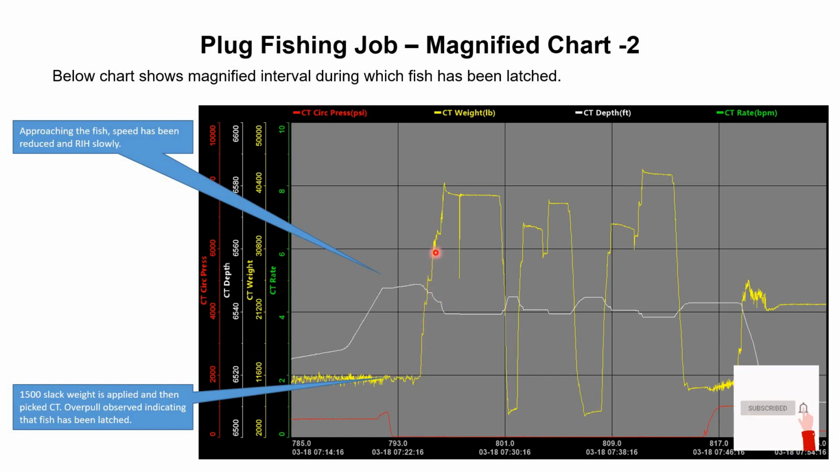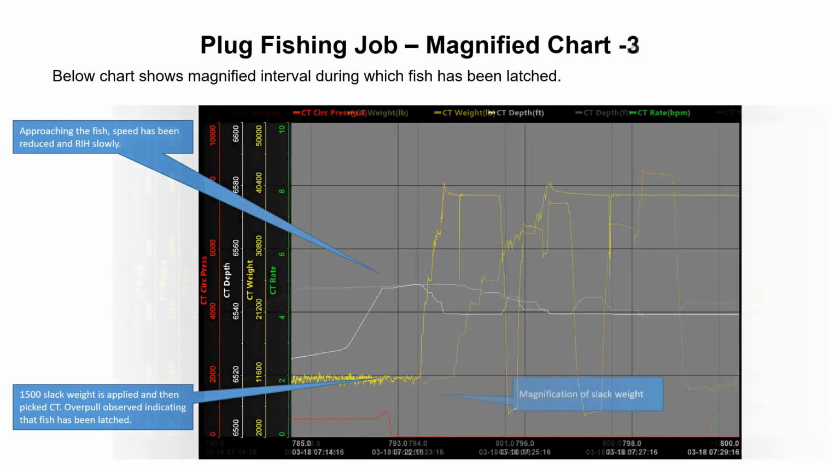Then our weight increased up to 40k with an overpull of 18,000, and then this drop shows the jar activation. This particular point shows that the jar has been activated. So this is the slack weight, and this is the overpull, which indicates that the fish has been latched.